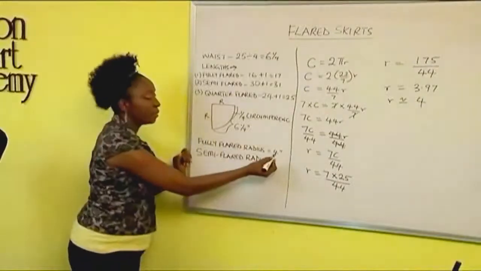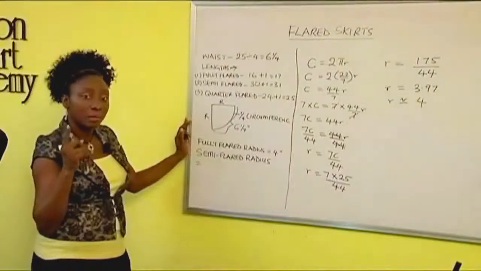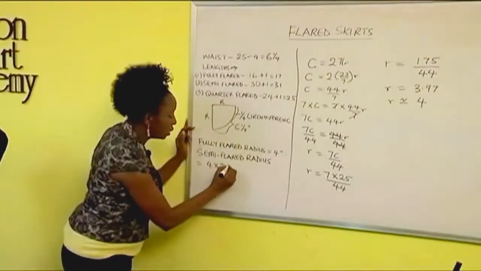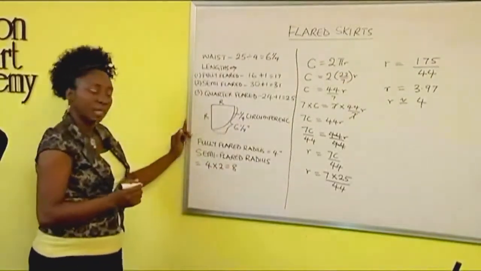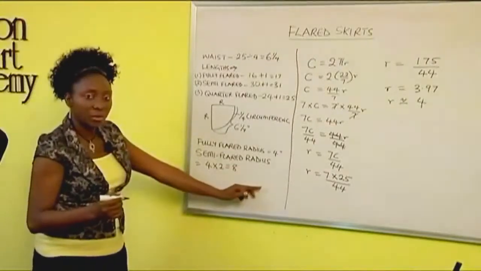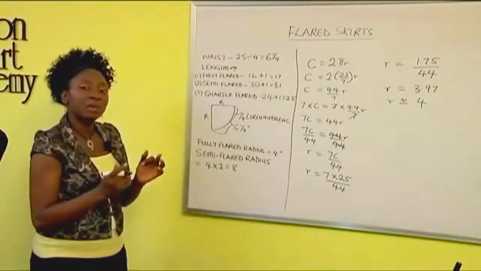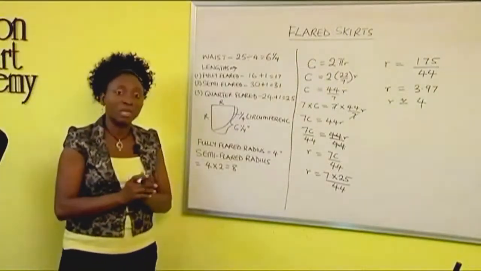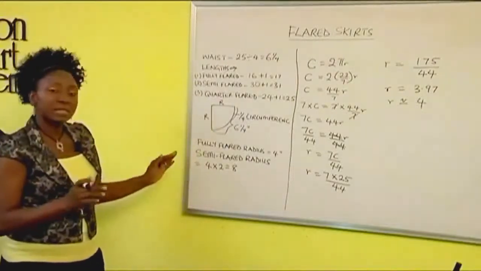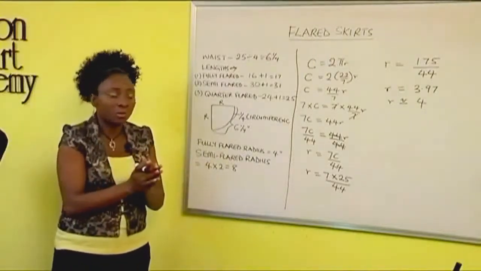what I would do is take this 4 inches I have here, and all I do is multiply it by 2. That's 4 times 2, which gives me 8. That's what I'm going to use. I'm going to use 8 inches for my semi-flared radius, not 4 inches. Now, for my fully flared radius, I'm going to take my fabric and fold it into 4, lengthwise and widthwise. But for my semi-flared skirt, all I have to do is fold my fabric into 2, just widthwise, that's all.